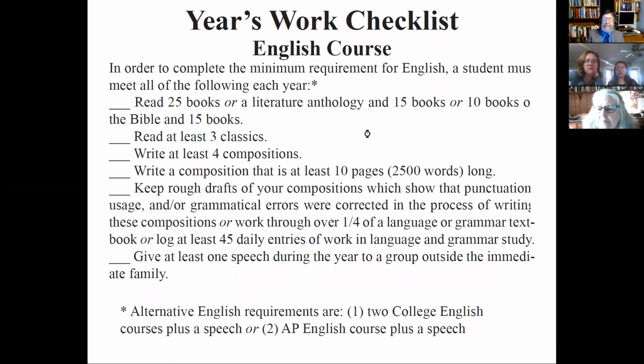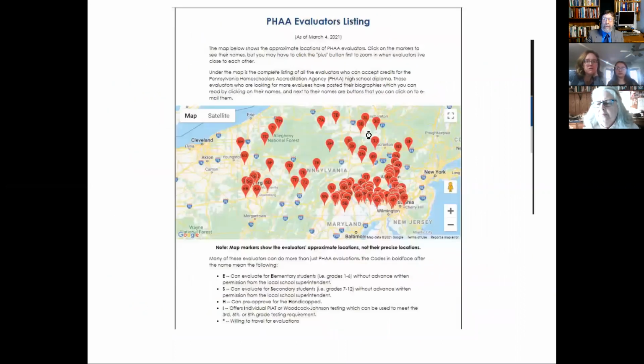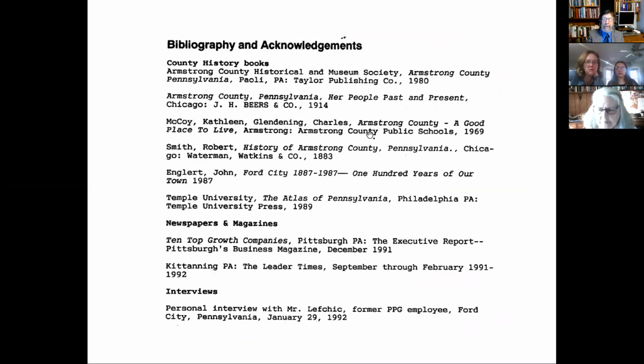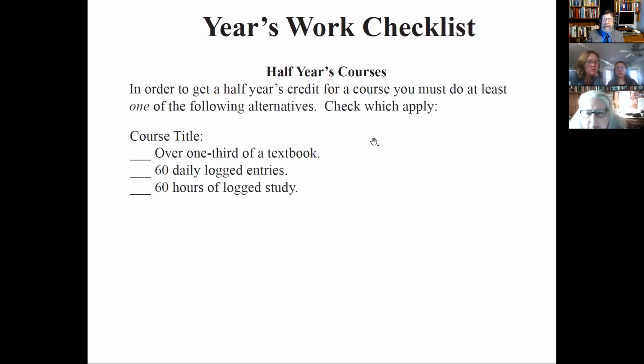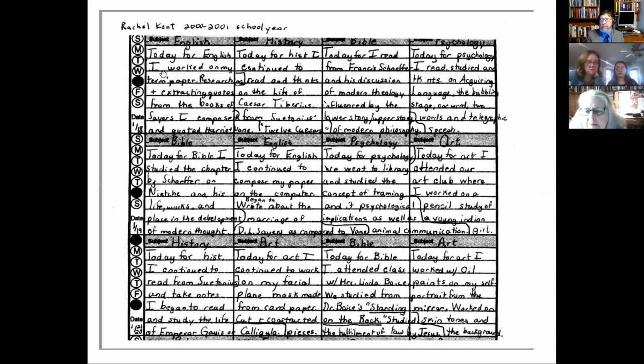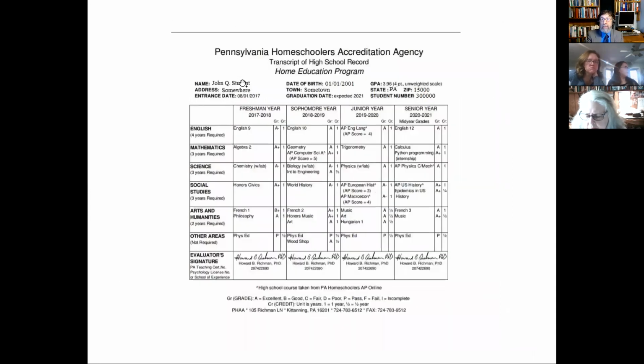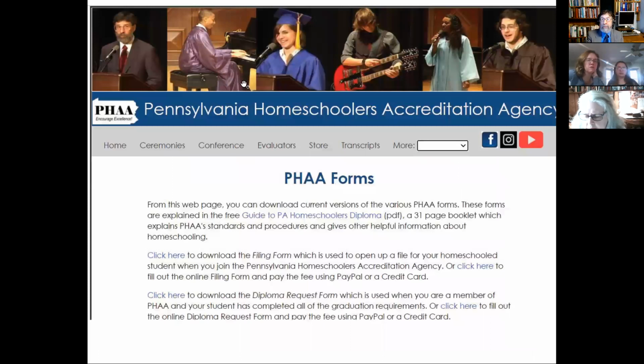I'd say the best idea is to use the logged entries idea. Keep track of how much she practices. Like have a little entry, lesson today, practice today, 30 minutes. You can keep track of practicing how many minutes. 120 hours is a full year course. And by the way, what I'm about to get into is what's a half year course. You can get a half year credit too.